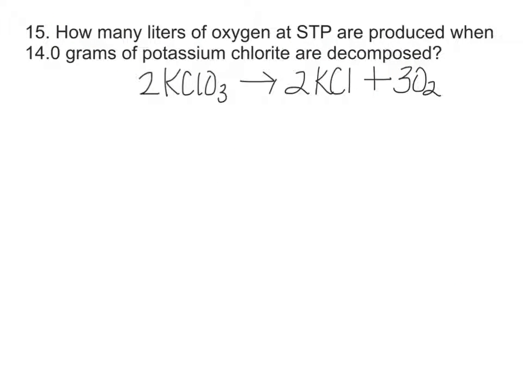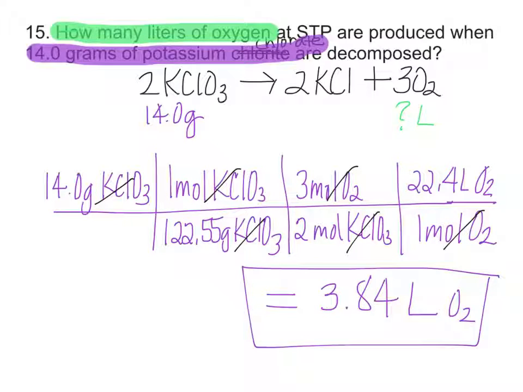Number 15, how many liters of oxygen at STP are produced when 14 grams of potassium chlorate are decomposed? So pause the video and try to work this problem. Alrighty, how did we do? 3.84 liters of oxygen should be your answer. If you were able to get that answer, then move on to the next slide.